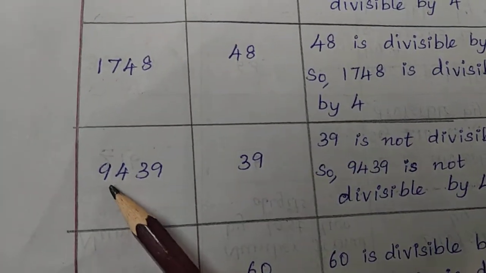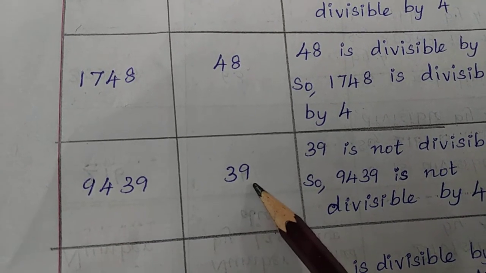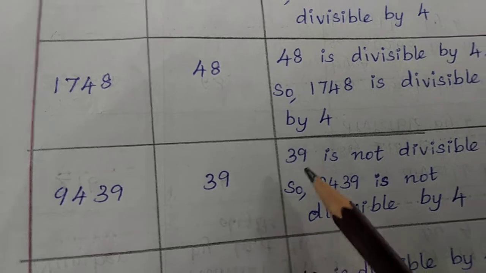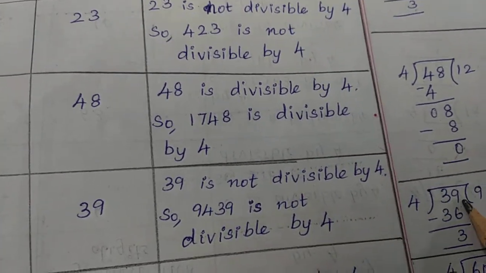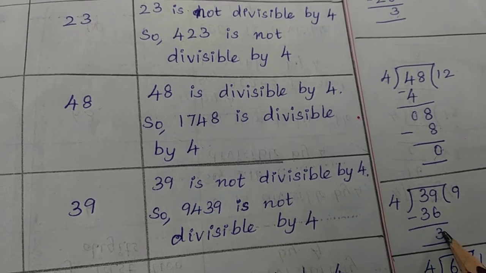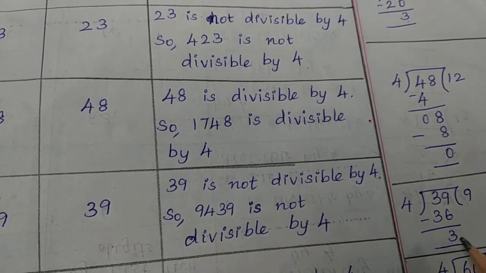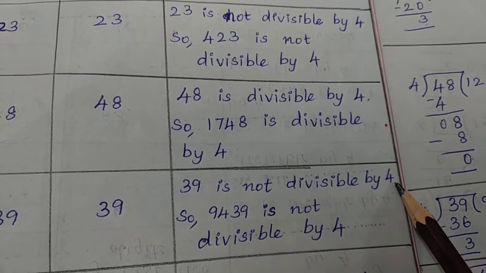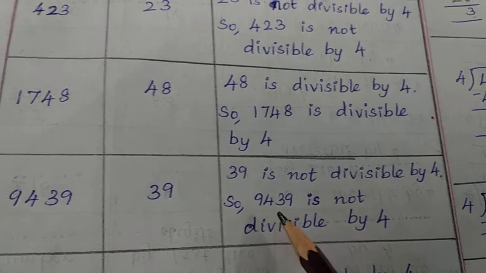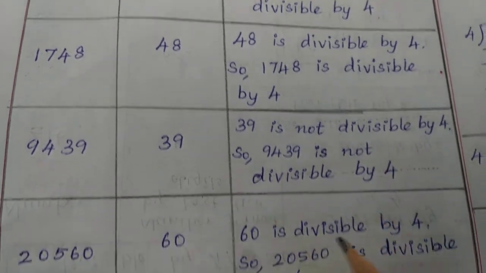One more example. 9439. Last two digits give you the number 39. 39 is not in the fourth table. 39 is not divisible by 4. See, while dividing 39 by 4, you get 9 times 4 is 36 and the remainder 3. Remainder is not equal to 0. So 39 is not divisible by 4. So 9439 is not divisible by 4.